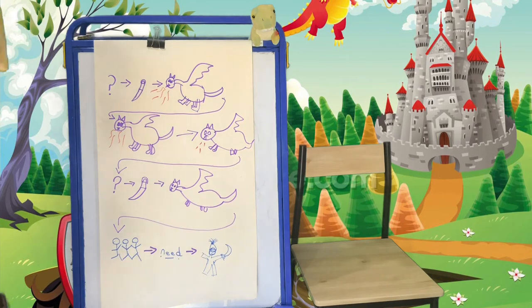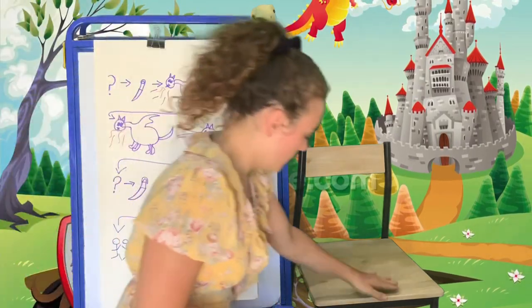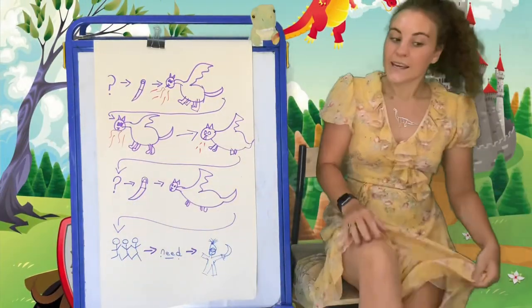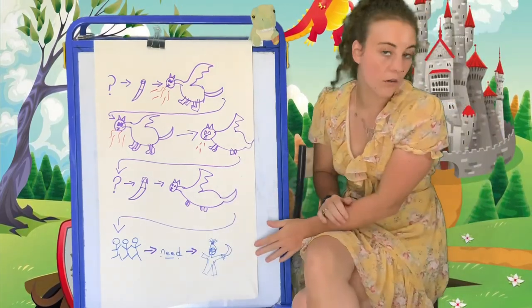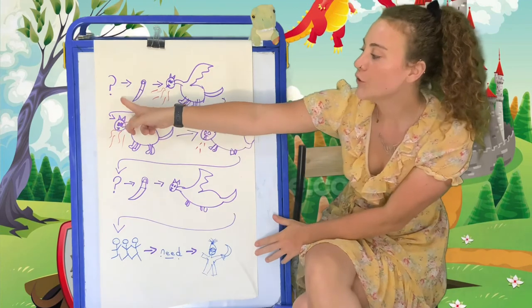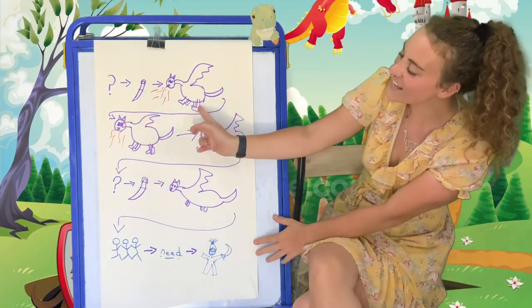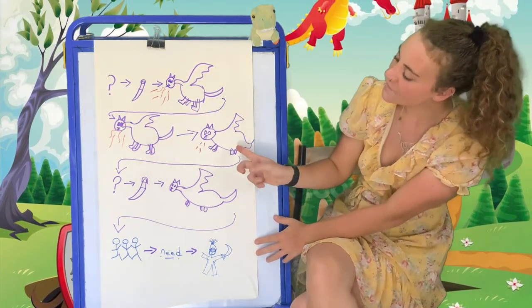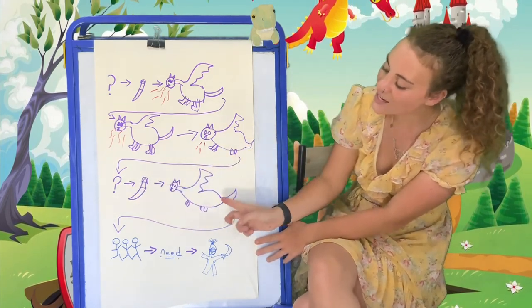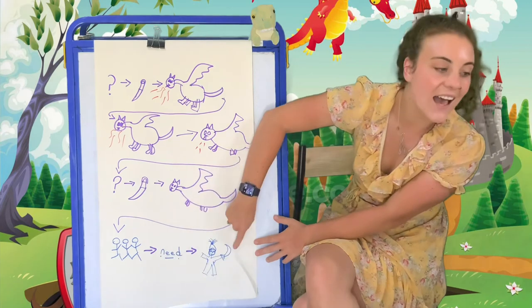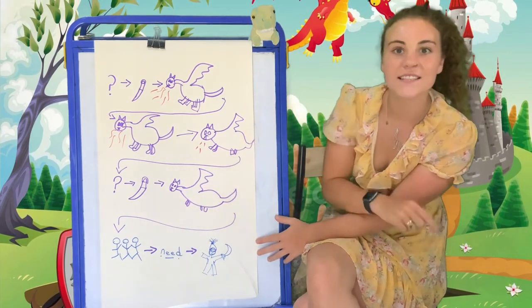Here is verse one of our Talk for Writing song. Who will fight the fierce dragon? Fierce dragon, fierce dragon. Who will fight the fierce dragon? We need a knight.